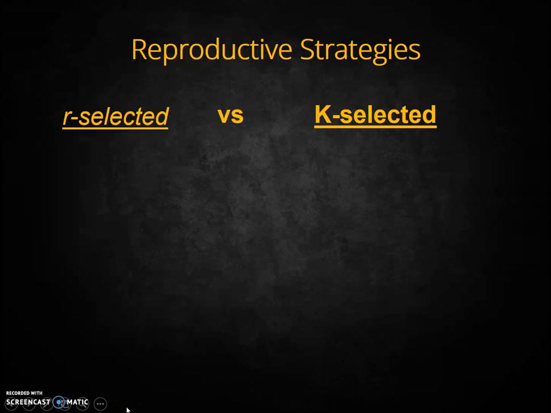Here's a list that compares typical traits for R-selected species with typical traits for K-selected species.